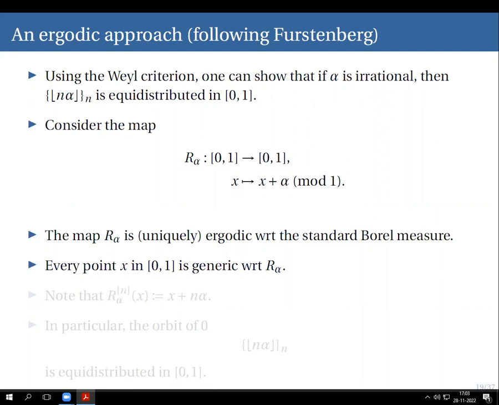But when you have this sort of setup, every point turns out to be generic. So the orbit of every point is equidistributed. If you look at the orbit of any point, it's x plus n alpha. And then if you just work backwards, if you look at the orbit of 0, you get back n alpha. And so this approach tells you that n alpha is equidistributed as n goes to infinity.